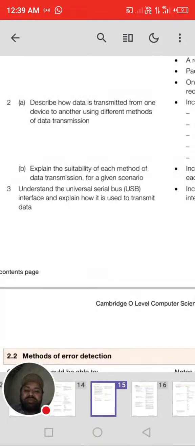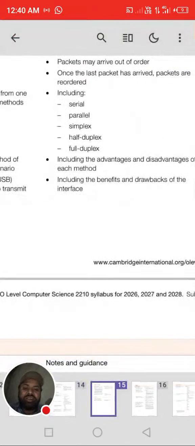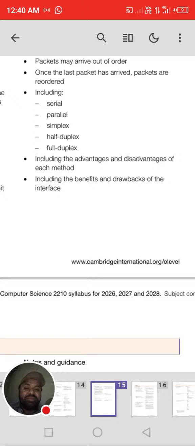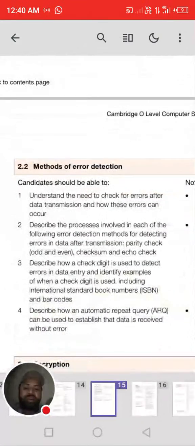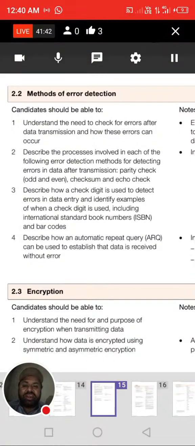Understand the Universal Serial Bus interface and explain how it is used to transmit data. USB is very important. We insert cards and connect external devices through the USB port. It's a universal serial bus, and we will understand its benefits and drawbacks. We will cover it.